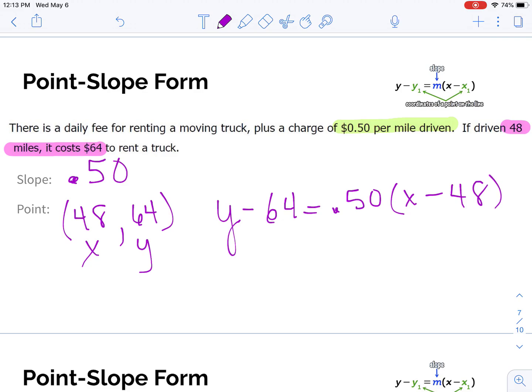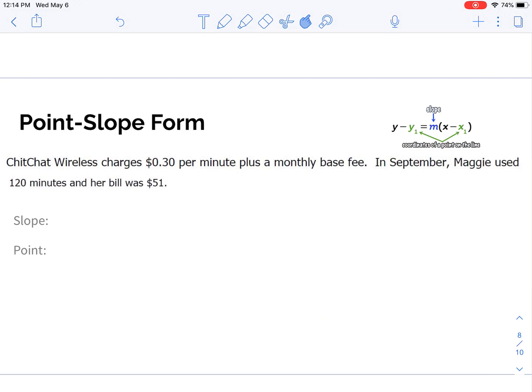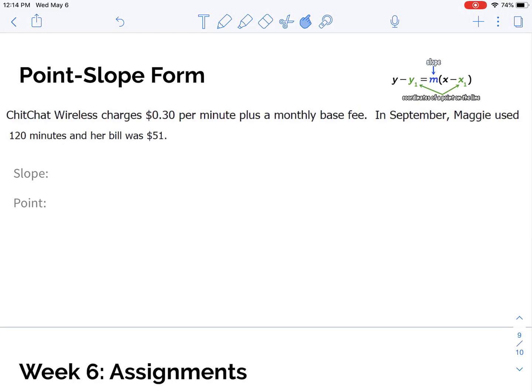Okay, Chit Chat Wireless charges 30 cents per minute plus a monthly base fee. In September, Maggie used 120 minutes on her bill. So let's talk about this. We have 30 cents per minute, and then for 120 minutes, her bill was $51. So the slope is 30 cents, so that's per minute. And then my point right here, at 120 minutes her bill was $51. So we have 120 minutes, the bill was $51.